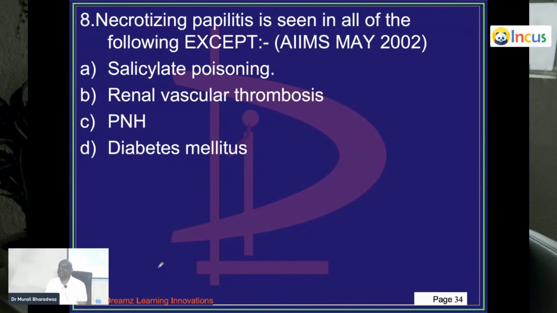Necrotizing papillitis, this you should answer. Many times I asked you. Necrotizing papillitis, what are all the causes like a parrot? Papillary necrosis, beta. Diabetes, salicylate poisoning. Very good.